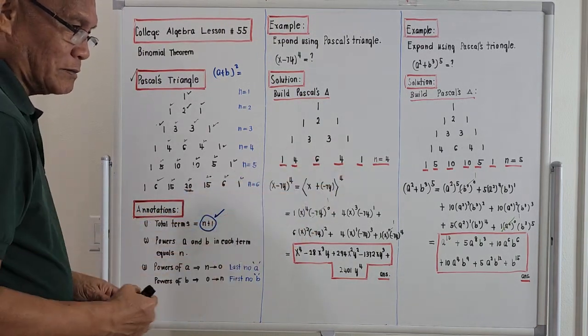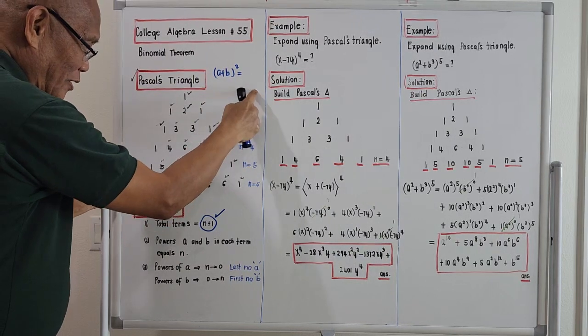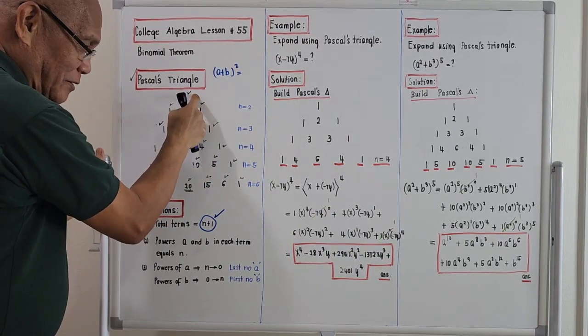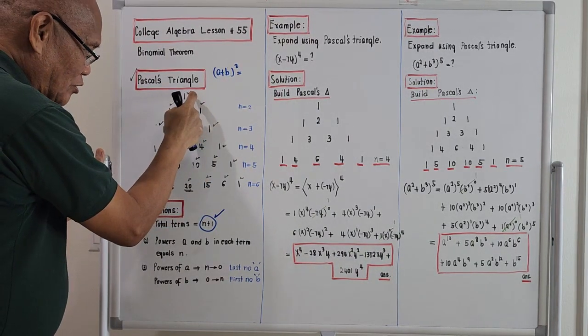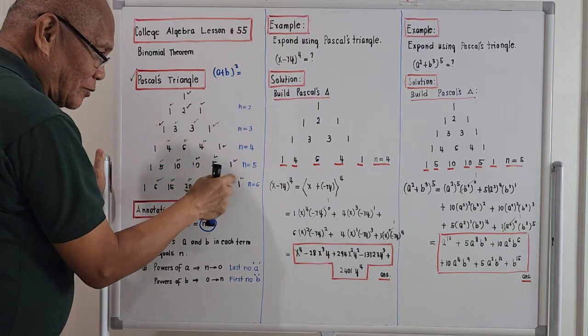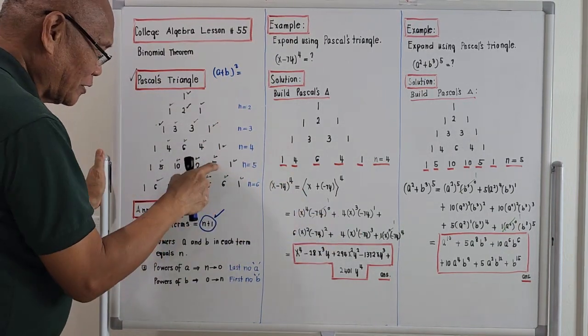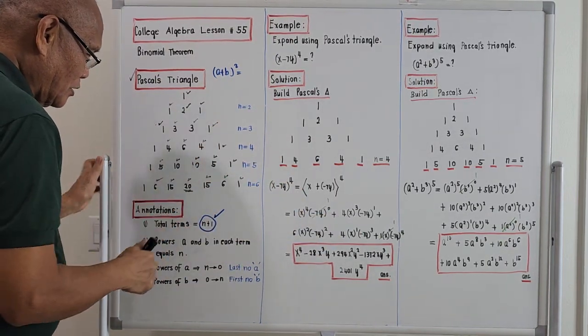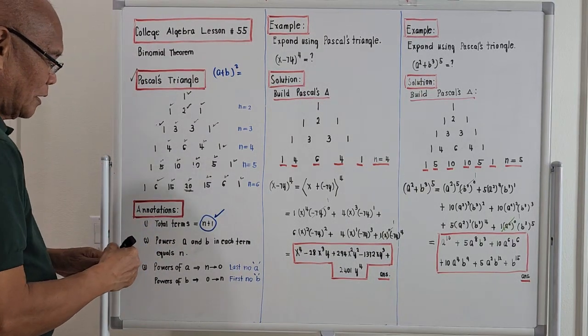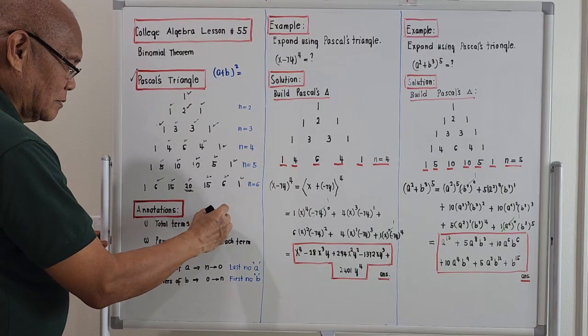It's always plus 1, except for the first one, because for the first one there is no binomial term to expand. So we start with n equal to 2. For n equal to 2, the total number of terms expanded is actually 3: 1, 2, 3. So under our annotation, the total number of terms expanded is n plus 1.